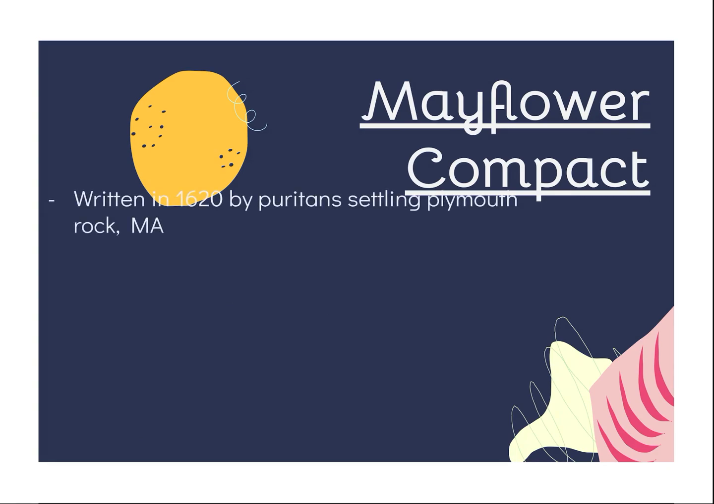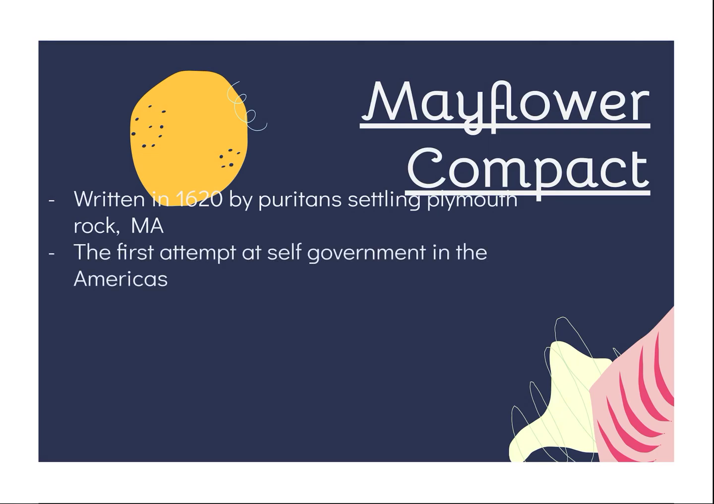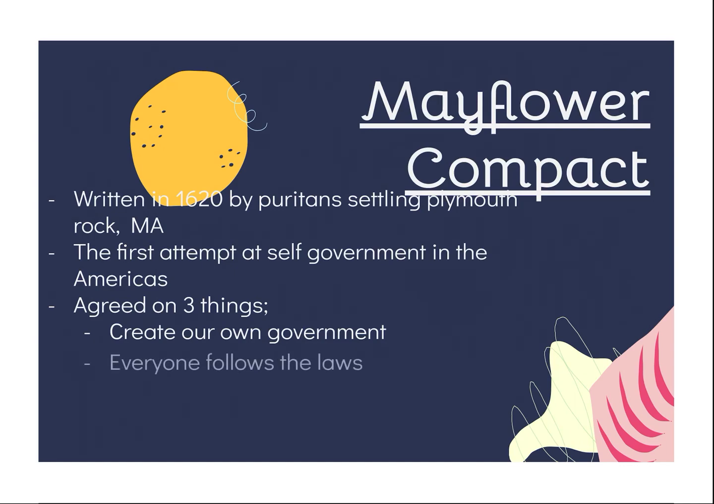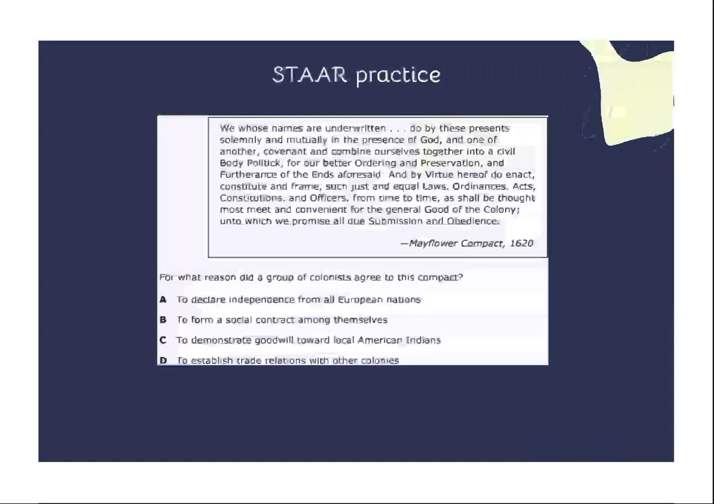The Mayflower Compact was written in 1620 by Puritans settling Plymouth Rock. It was the first attempt at self-government in the Americas. It didn't really work out the way they thought, but it was the first attempt. They did agree on three things: we need to create our own government, everyone needs to agree to follow these laws, and government must serve the common good. So here's a star question.